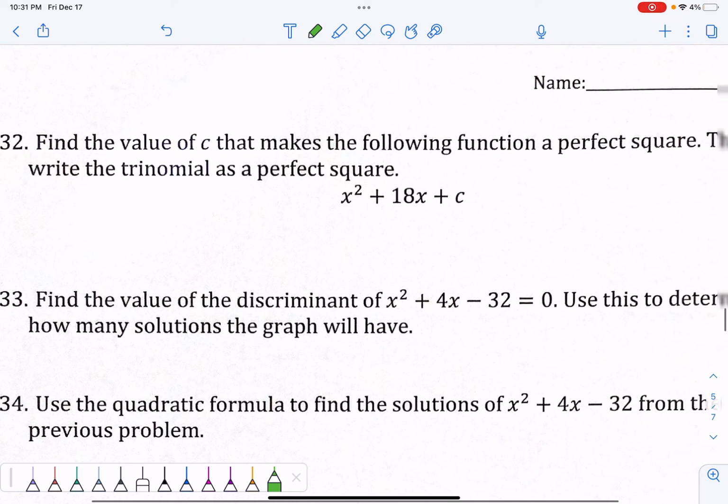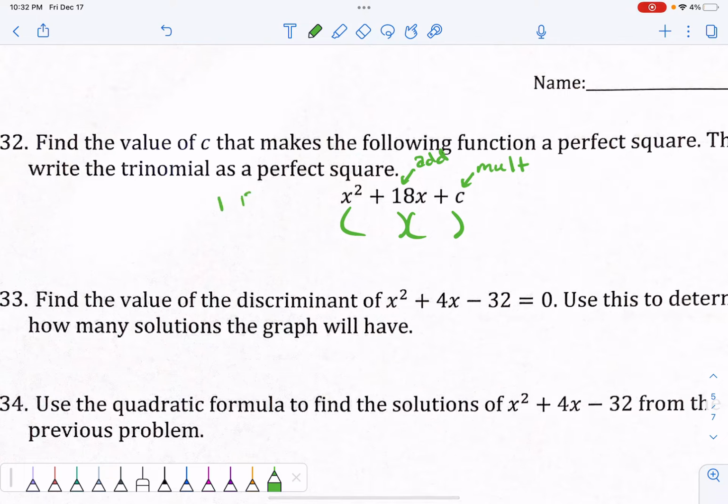They want us to find the value of c that makes this a perfect square. So I want this to be a trinomial, basically, and still we're doing multiply to get this number, and add to get this number, okay? So we're breaking this down. So we have lots of combinations that will add up to give me 18, like 1 and 17, or 2 and 16, or let's say like 8 and 10. But I want a combination that is the same number, right? So we're going to use the 9, 9 combination.